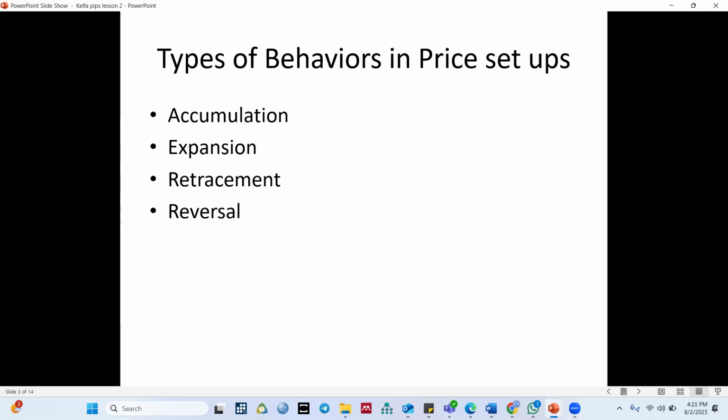Okay. So the first element of the cycle is called accumulation. The second element is called expansion. The third element is called retracement or pullbacks. And the last element is called reversals.